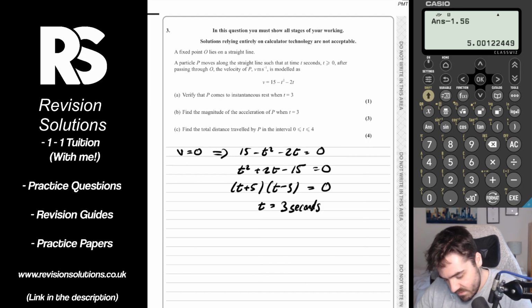Then it says find the magnitude of acceleration. Well, to get the acceleration, first we're going to need the velocity. Sorry, we need the acceleration function too.